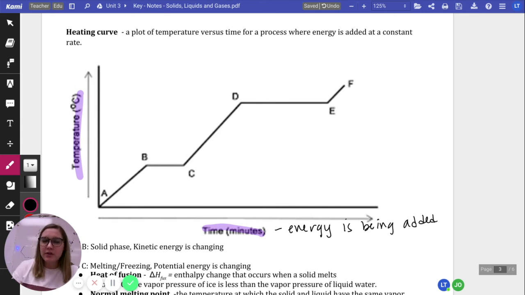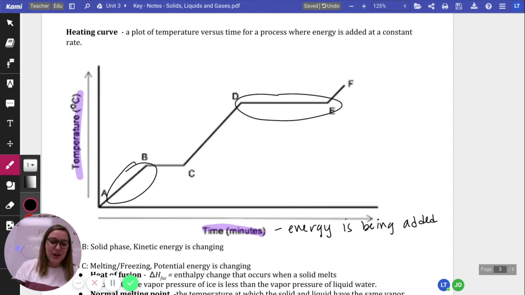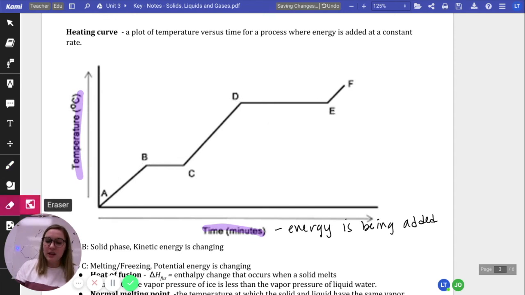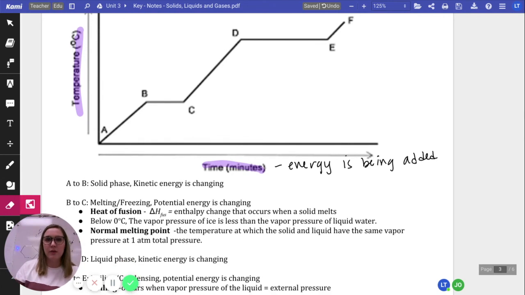Now, guys, as our energy is added, we're going to see two types of changes, either just the change in your kinetic energy or the change in your phase. We can kind of see that in our graph in that we have these slanted sections and we have these flat sections. So they represent different things. So let's go ahead and talk through them.